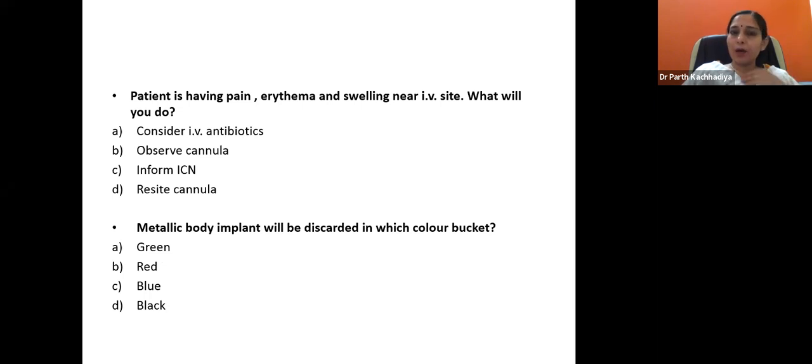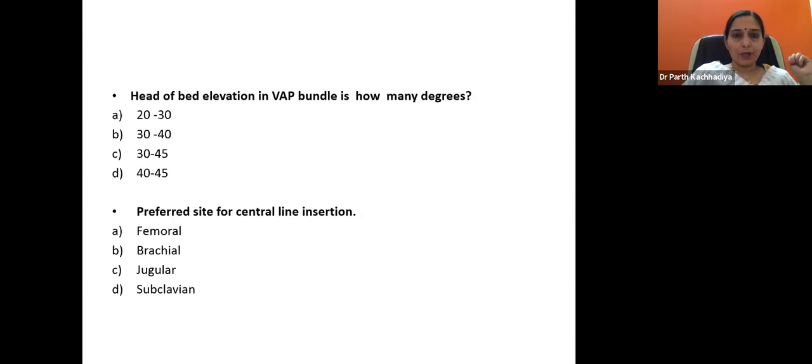Patient is having pain, erythema, and swelling near the IV site. What will you do? Will you treat it with IV antibiotics? Will you observe? Will you inform the infection control nurse, that is ICN, or resite the cannula? And the other question is, the metallic body implant will be discarded in which color bucket? Red, green, blue, black. For the first, the answer is resite the cannula. You have to change the cannula. And the metallic body implant can be discarded in the blue bucket.